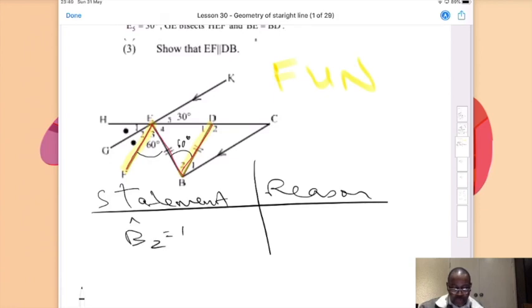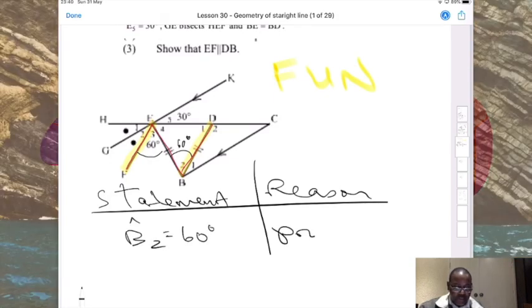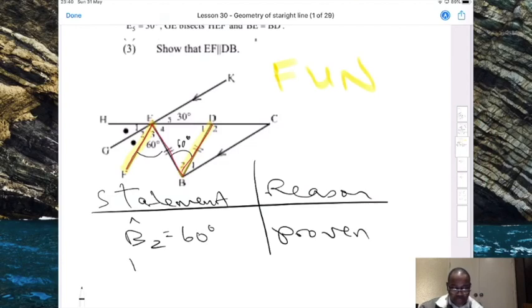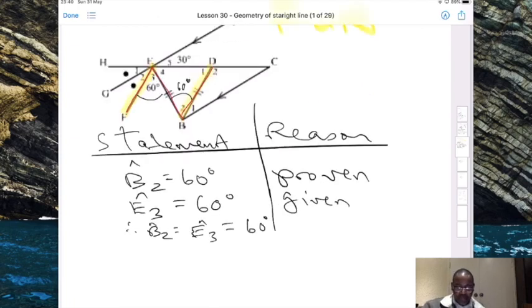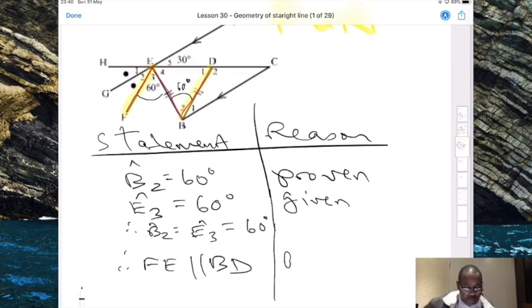So angle B2 is equal to 60 degrees. We did this, it's proven. But angle E3 is equal to 60 degrees as well, that is given. Therefore, angle B2 is equal to angle E3, which is 60 degrees in each case. We can conclude that therefore line FE is parallel to line BD because we have alternate angles that are equal. So alternate angles are equal.